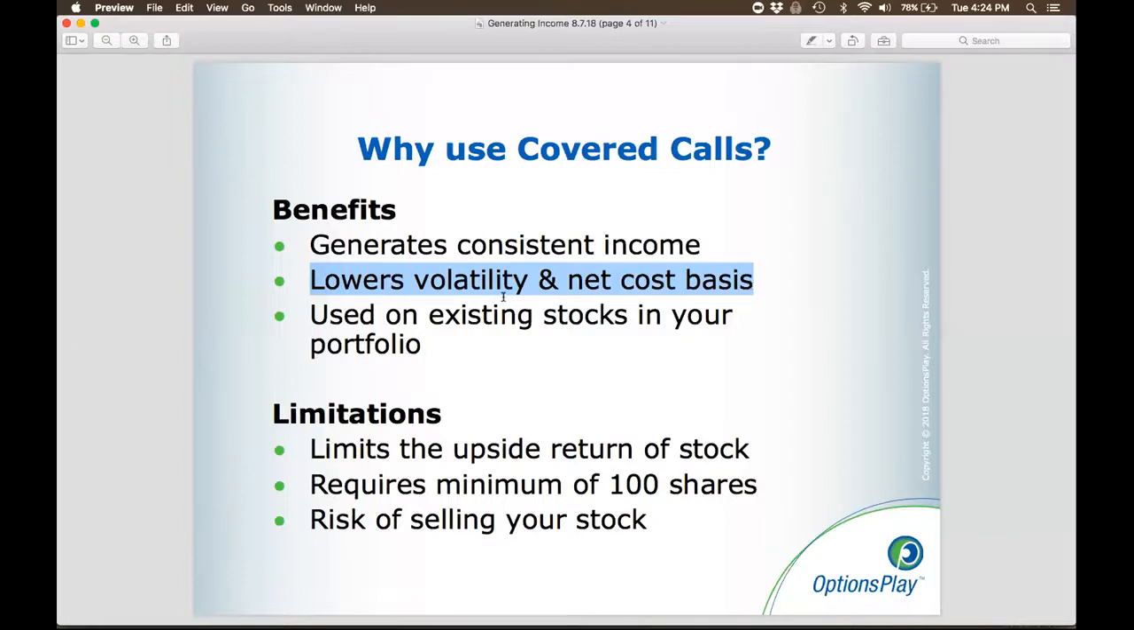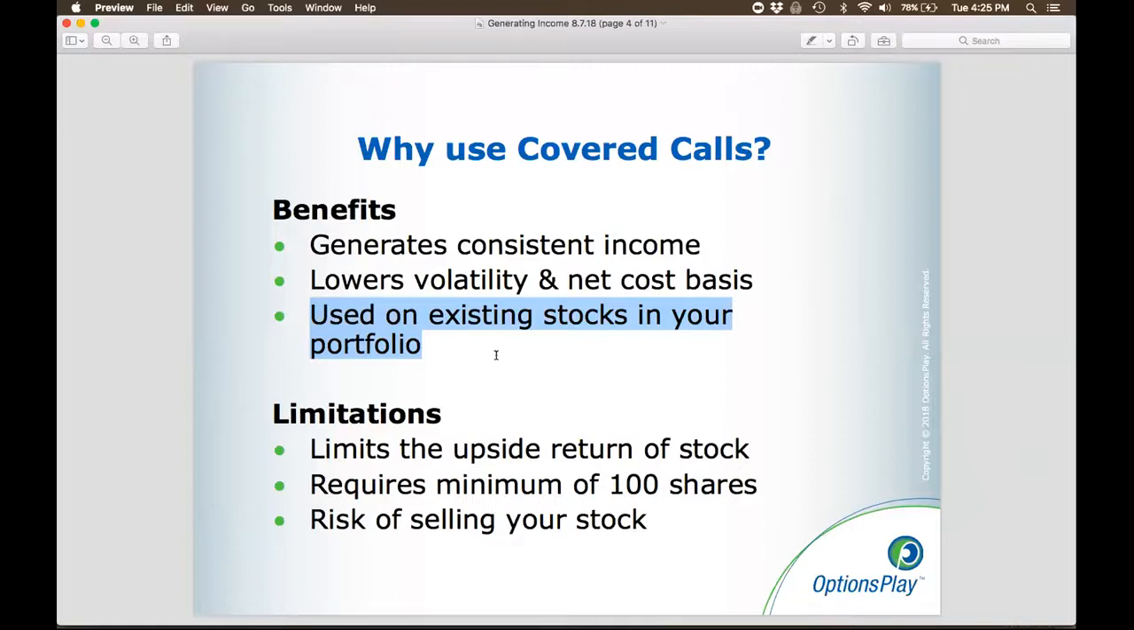The best part of covered calls, and the reason more than 50% of options volume is in this single strategy alone, is that it's used on the existing stocks in your portfolio. This is the only option strategy that you can trade that doesn't add additional risk to your portfolio. Any other option strategy you trade, there is additional risk. This one actually reduces risk in your portfolio. That's one of the reasons why it's one of the most popular strategies. It's also why it's a strategy that you're approved for when you first apply for an options trading account.